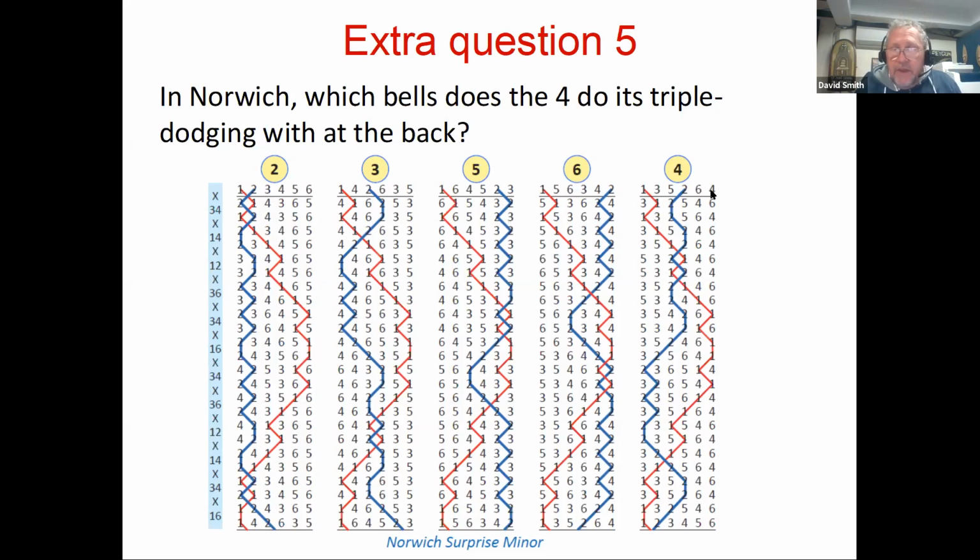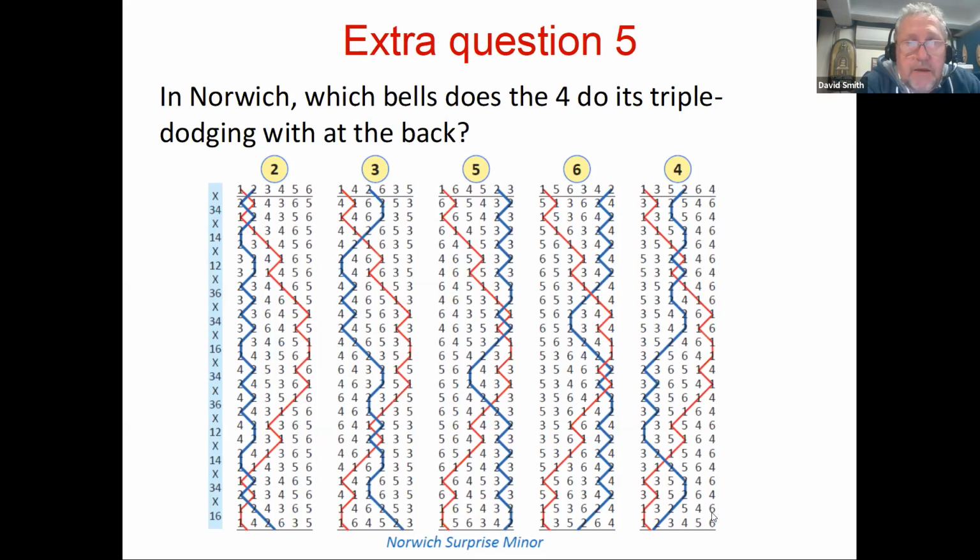Here we are. Here's the 4 at the back again. No blue lines to help here at all. This time, a bit like happened with the 2, having done it with 1 bell, which for 4 is the 2 here, this time 4 picks up the 6, and it does a triple dodge with the 6. And then probably later on at the end, yes, here we are. Here, yet again, it does a triple dodge with the 6. So the answer is the 2 bells are the 2 and the 6.